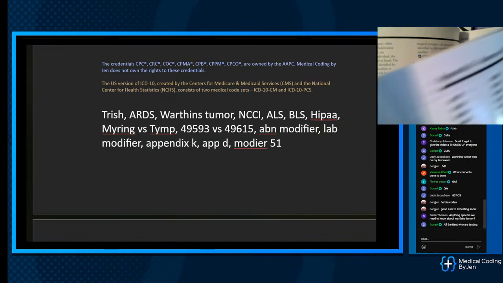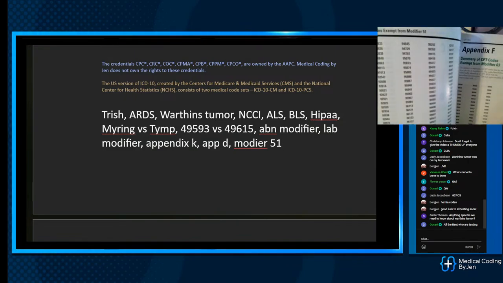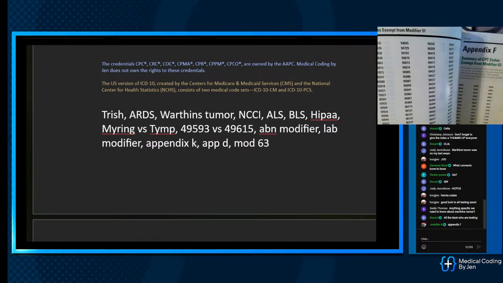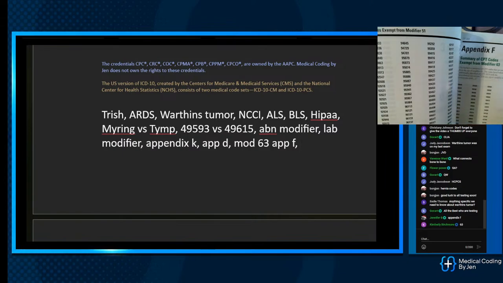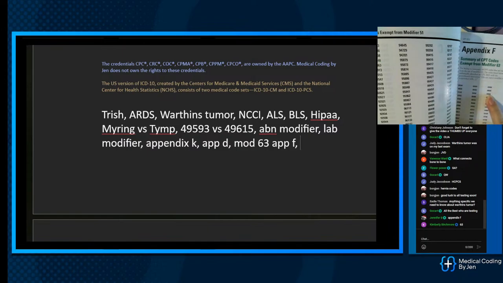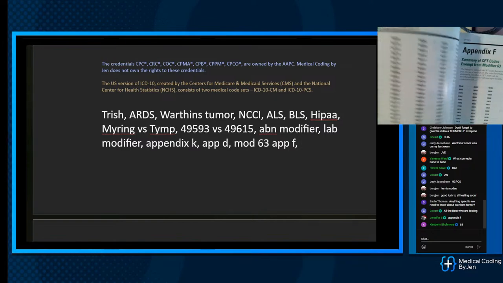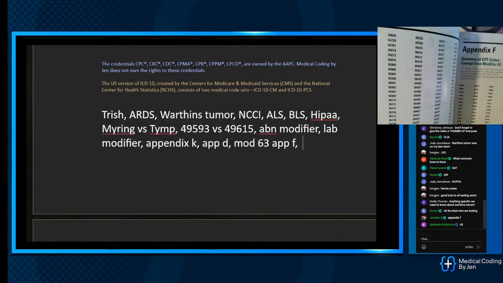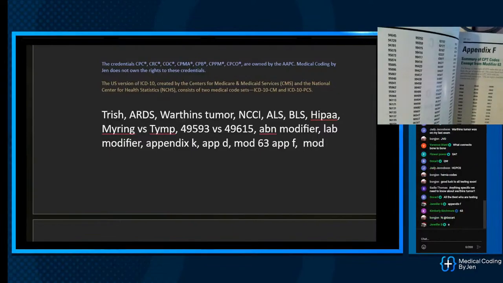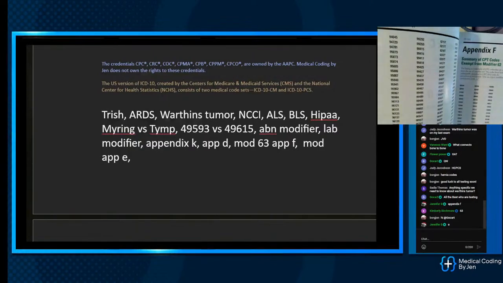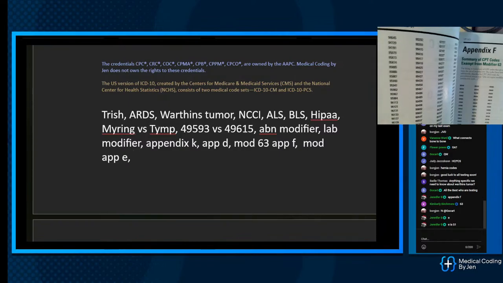FDA approval. There's another one back here. Appendix F, modifier 63. Appendix F. Nowhere is modifier 63 excluded. You don't have to go to each code individually. You can just run here to Appendix F and look through these because they're in numerical order and find the one that's the correct answer. And there's also Appendix E that's the 51 modifier. Appendix E is the full list of the 51 modifier excluded. So that's handy, handy, handy dandy.